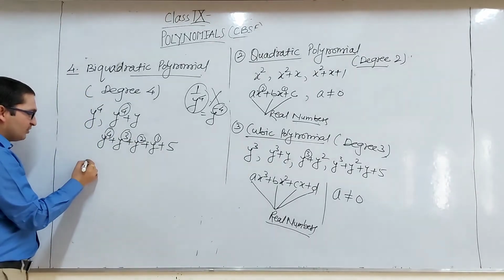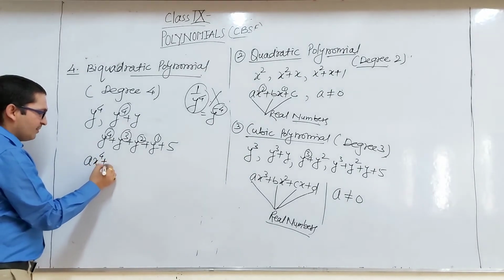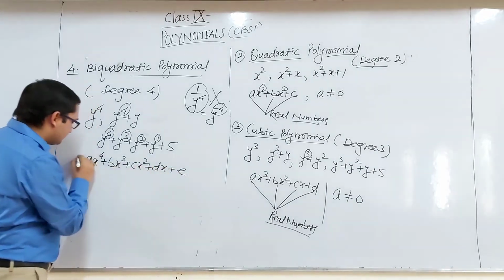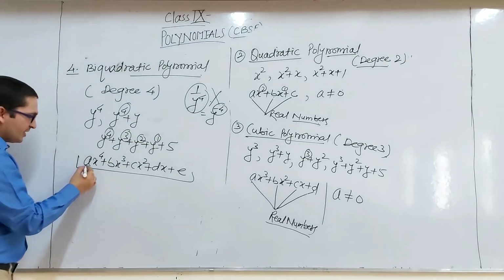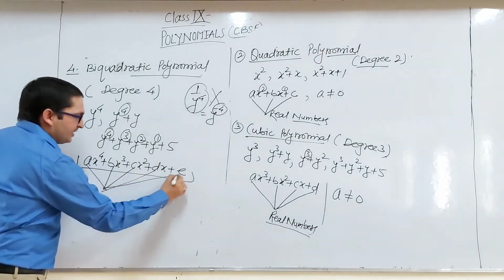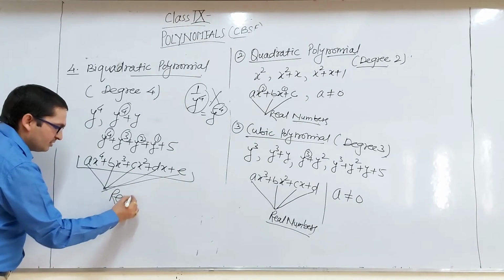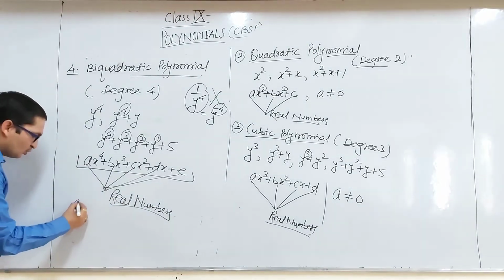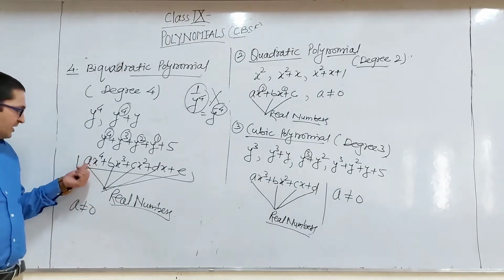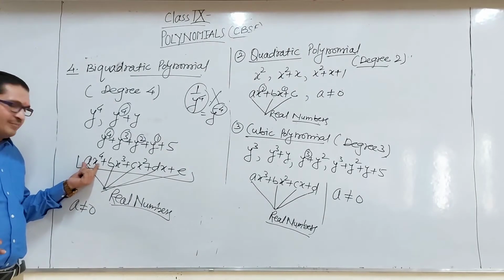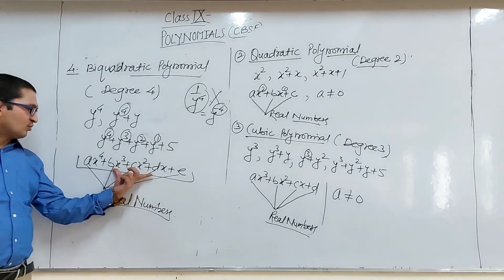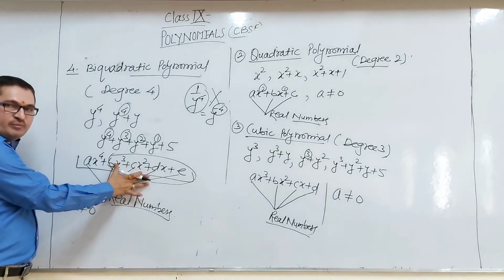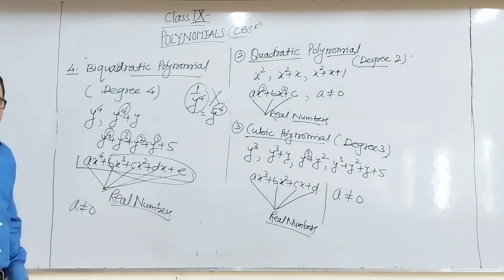The standard form of the biquadratic polynomial is ax to the power 4 plus bx cube plus cx square plus dx plus e, where a, b, c, d and e are real numbers. Here also a should not be equal to 0. If the value of a is 0, this whole term will be 0, and you will get only the remaining part, which means a cubic polynomial. So if this term is 0, it converts to a cubic polynomial.